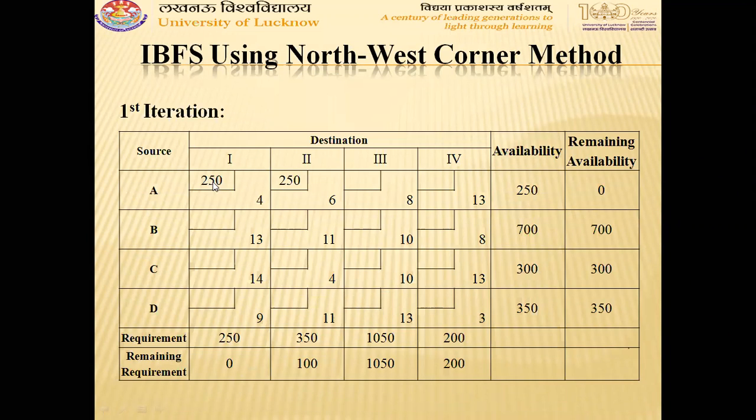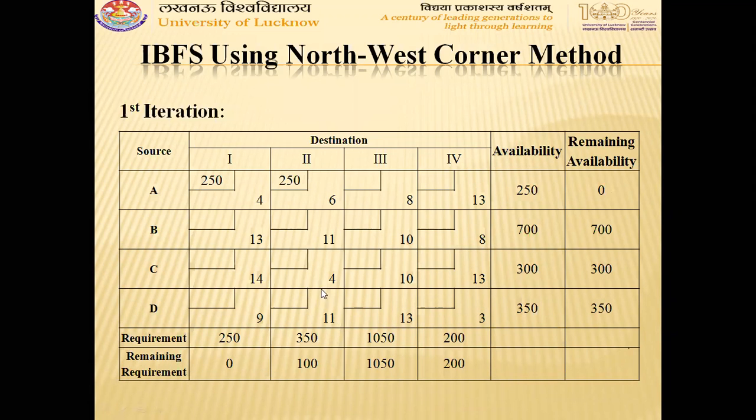That means the first allocation was 250 and the second allocation is also 250, and we subtract 250 minus 250. So the availability of source A is now fulfilled, that is, the remaining availability is 0. And from the demand we also subtract 250, so 350 was the total demand at destination 2. 350 minus 250 will become 100. So the demand at destination 1 is fulfilled, as well as the availability at origin A is also fulfilled.